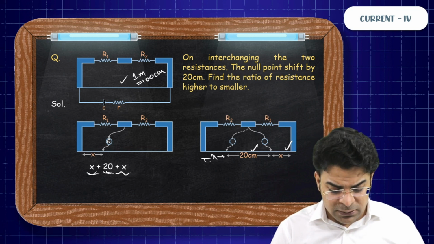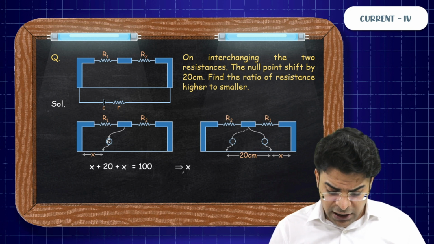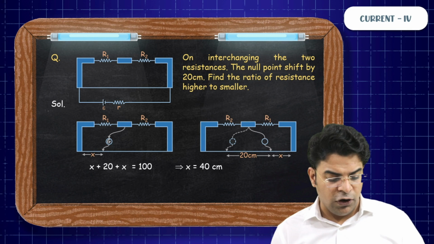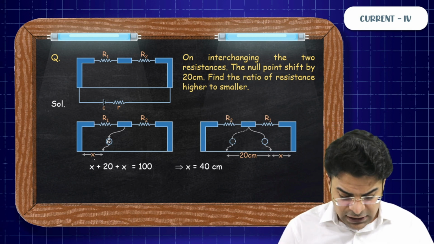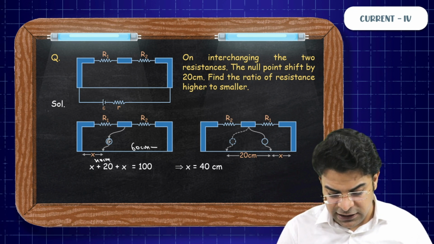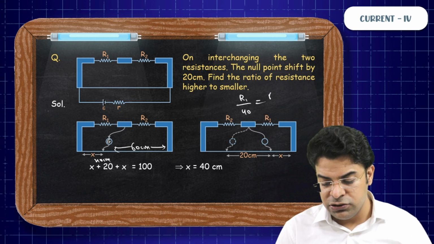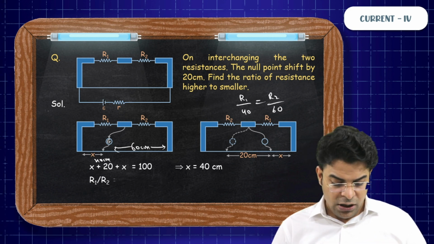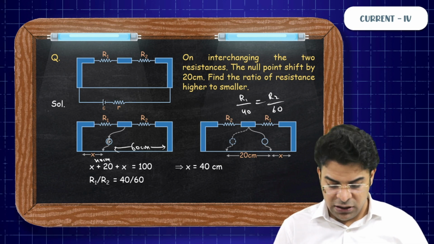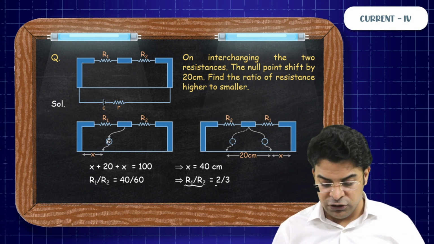So you will say x plus 20 plus x equals 100 centimeter. So here you will get 2x equals 80, or x comes out to be equal to 40 centimeter. So this length is 40 centimeter. So sir, this means that the remaining length has to be 60 centimeter. So you can say that R1 by 40 equals R2 by 60. Once you know that, rearrange it, R1 by R2 equals 40 by 60, you get that R1 by R2 equals 2 by 3.